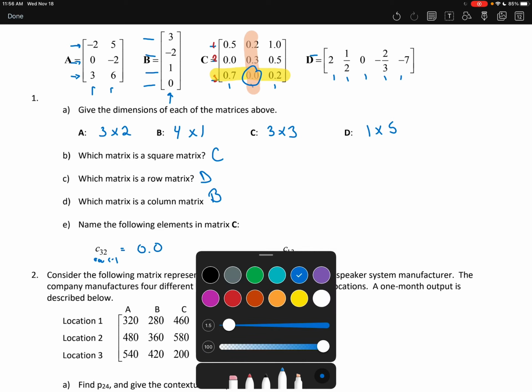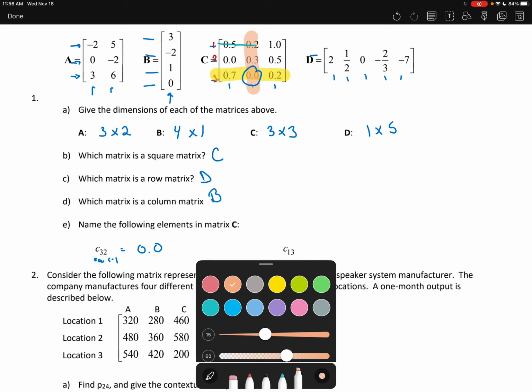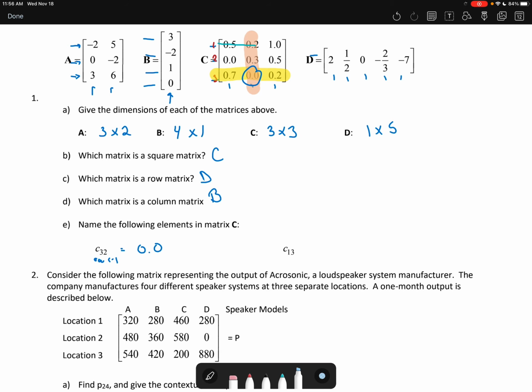C1,3 would be what's in the, I'm going to do different colors here, what's in the first row. Oops, I thought I was on my highlighter. So what's in my first row and my third column. So that one is the 1.0. So you do have to make sure you have row and column in the correct order, otherwise you'll pick out the incorrect elements.